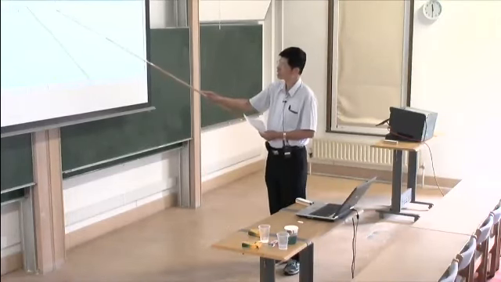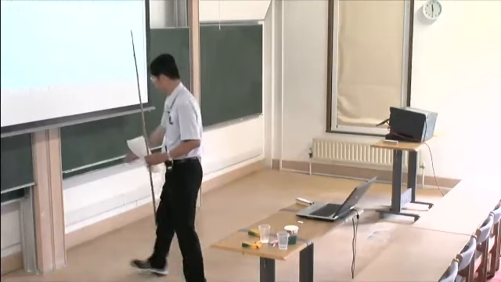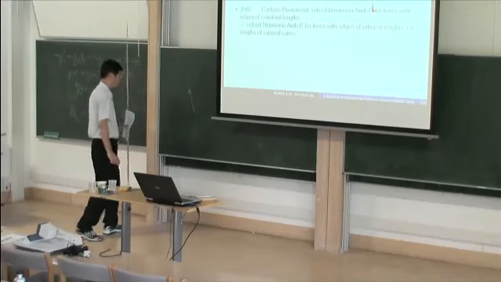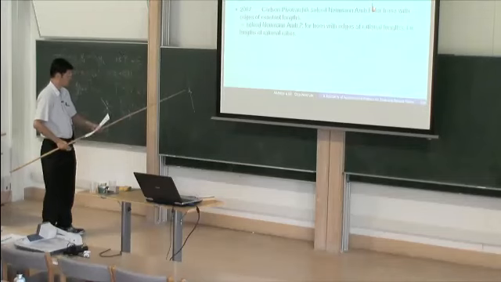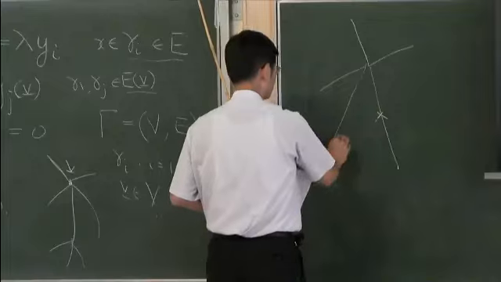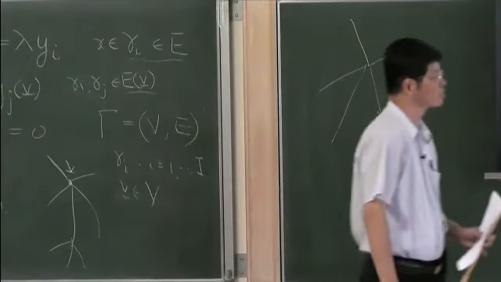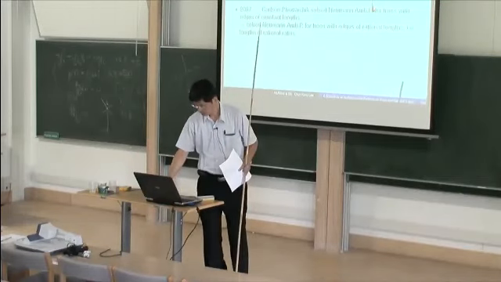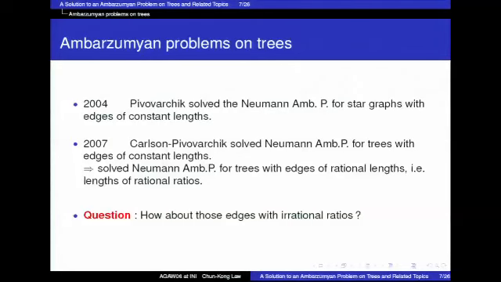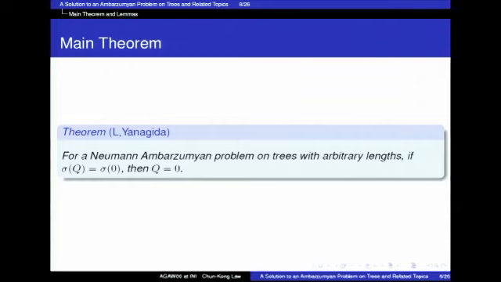Knowing that you can decompose an edge into 2 at the middle by looking at the midpoint as another vertex, for trees with lengths in rational ratios, the same result is true. So this comes to our question: how about when the edges have irrational ratios? Now, this is the theorem that we want to talk about today.